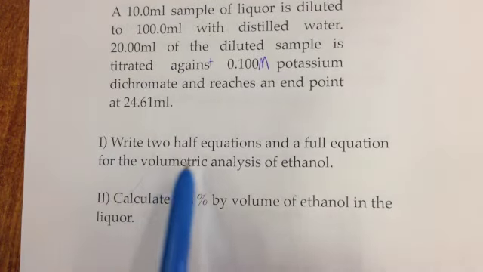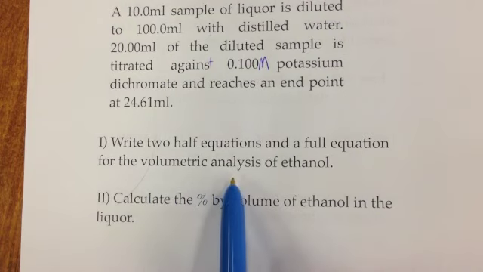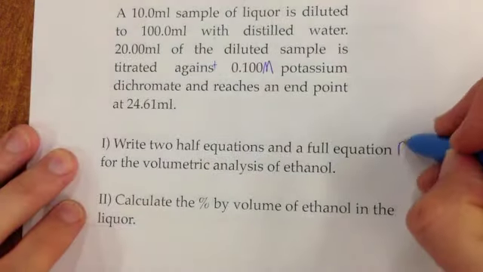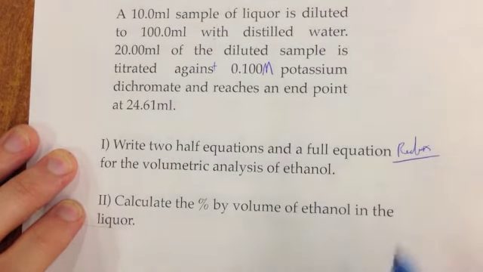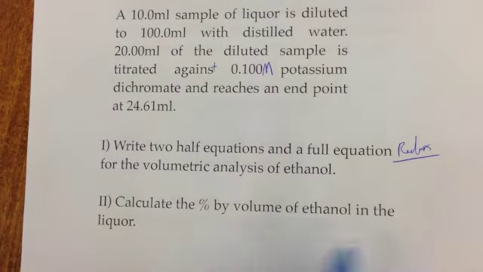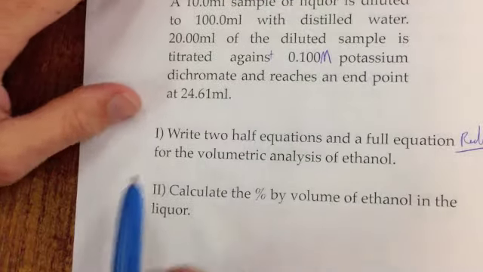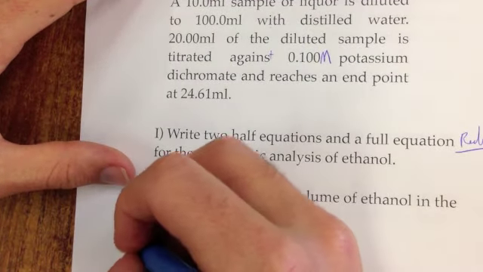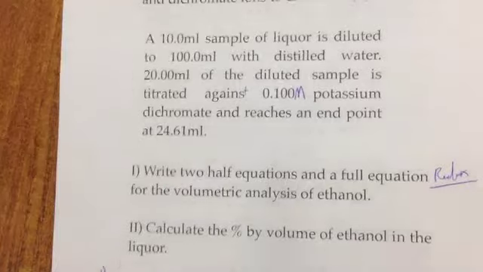0.100 molar potassium dichromate and reaches an endpoint of this. First question is write two half equations and a full equation for the volumetric analysis of ethanol. Alright, this is going to be fun. This is redox. And then we want to calculate the percentage by volume of ethanol in the liqueur. Let's start off with our redox. So our first one is looking at our half equations.